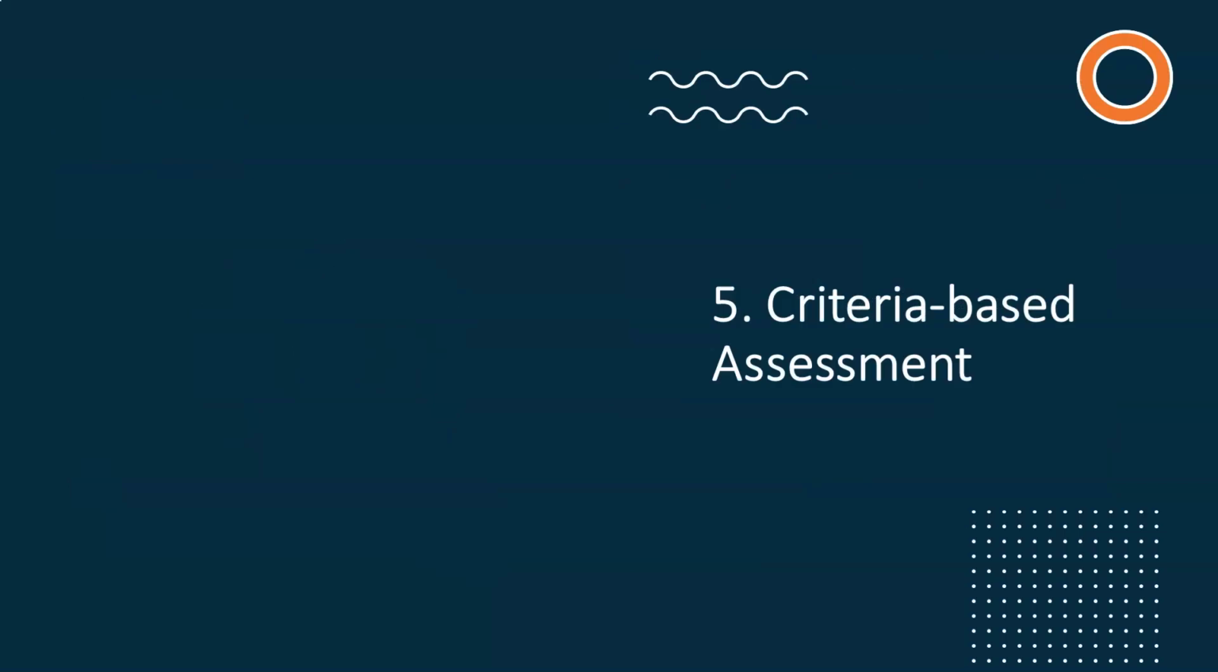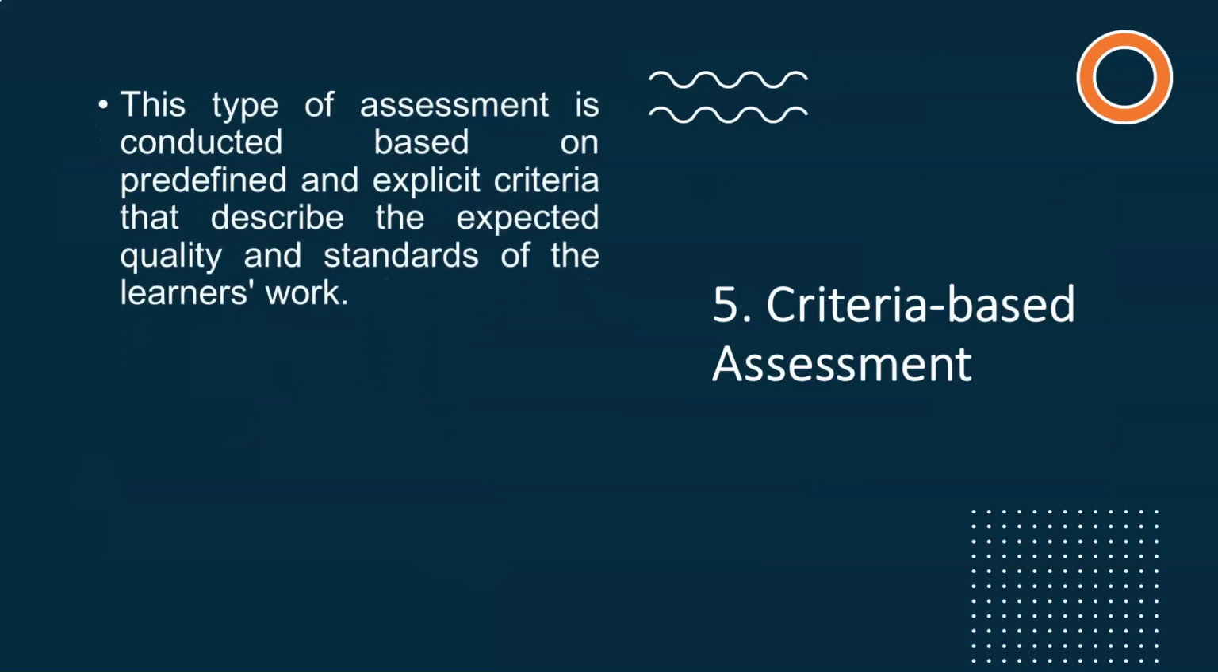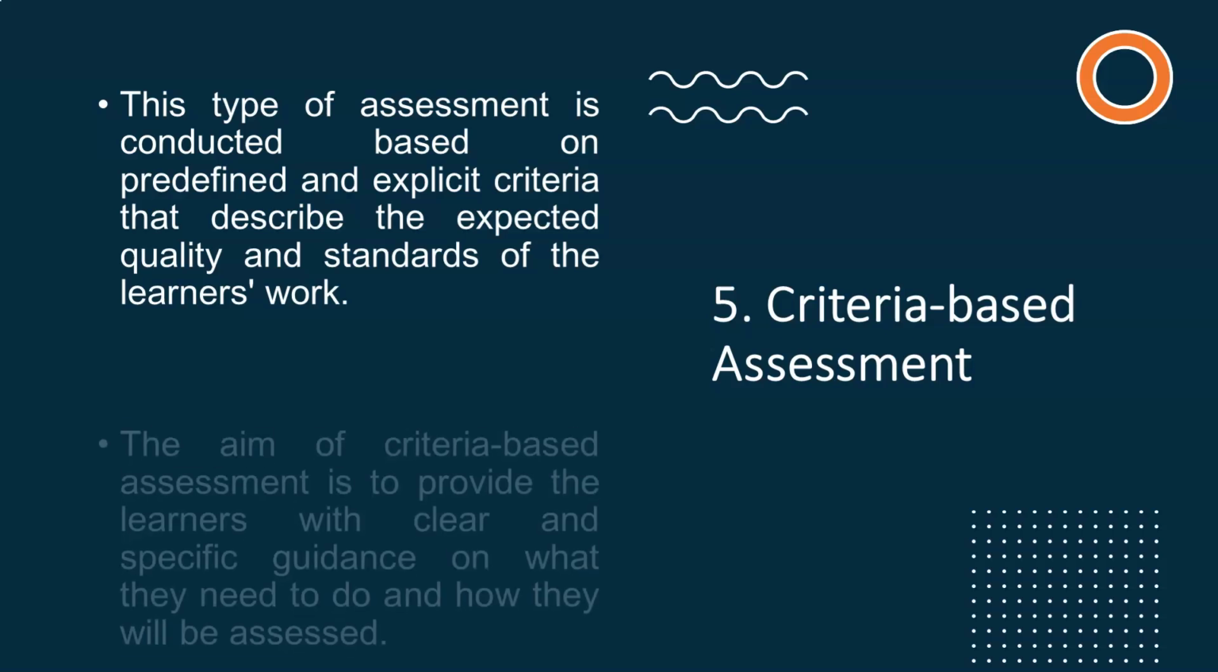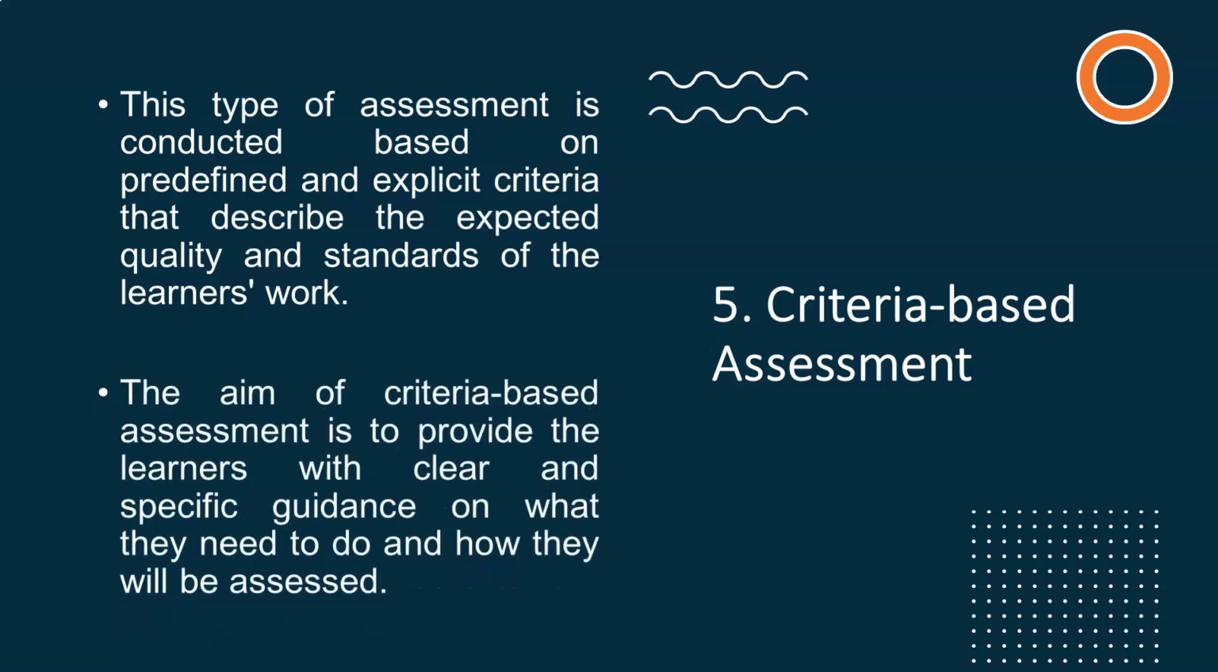5. Criteria-based assessment. This type of assessment is conducted based on predefined and explicit criteria that describe the expected quality and standards of the learner's work. The aim of criteria-based assessment is to provide the learners with clear and specific guidance on what they need to do and how they will be assessed. Criteria-based assessment can also promote the learner's self-regulation and reflection skills and can increase the reliability and validity of the assessment. Examples of criteria-based assessments include rubrics, checklists, rating scales, and exemplars.